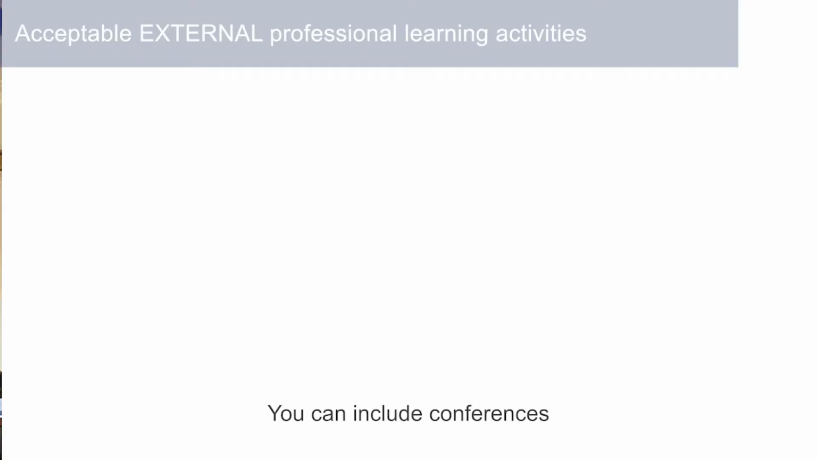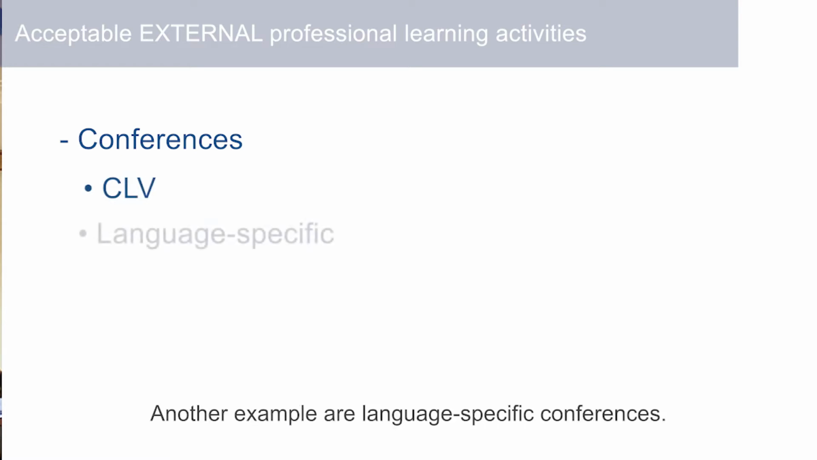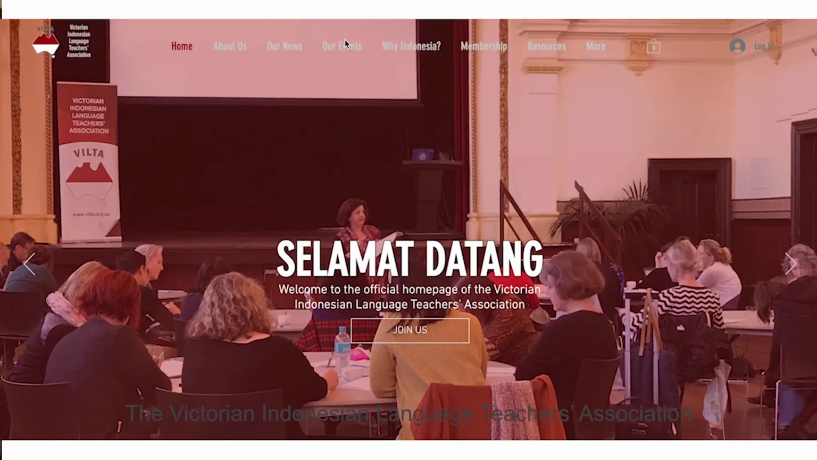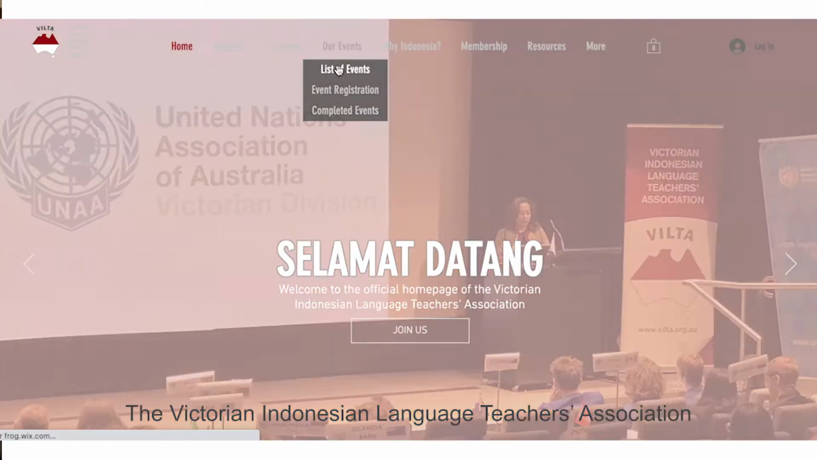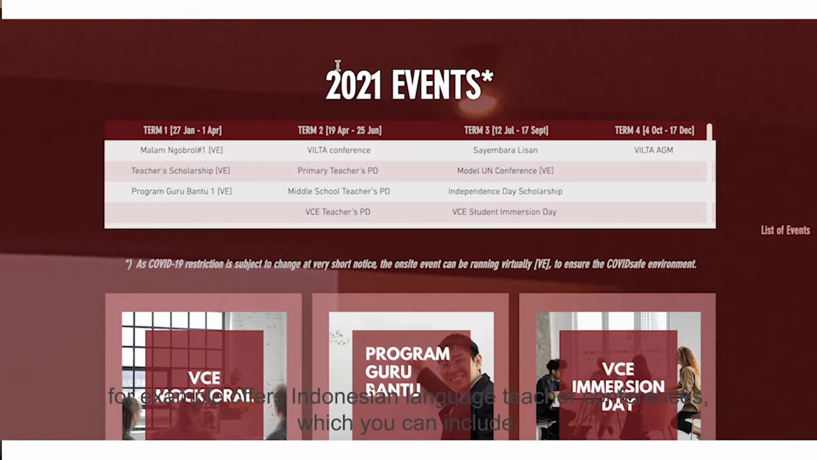You can include conferences as well. For example, the Community Language School Annual Conference, organized by CLV, can be included. Another example are language-specific conferences. Make sure to connect with your language-specific association. The Victorian Indonesian Language Teacher Association, for example, offers Indonesian language teacher conferences, which you can include in your outline.